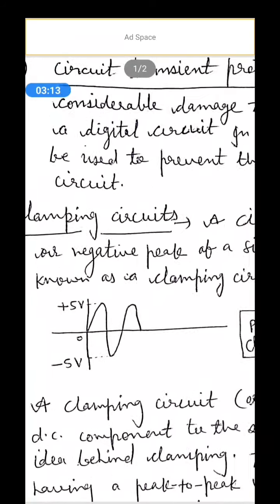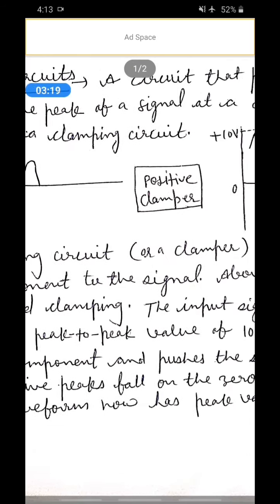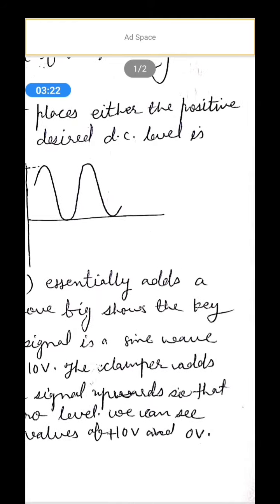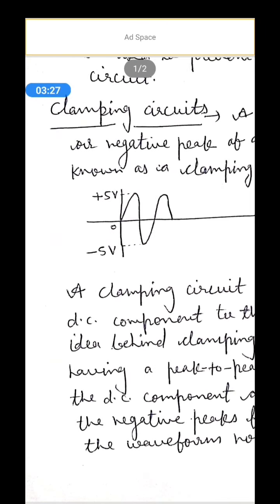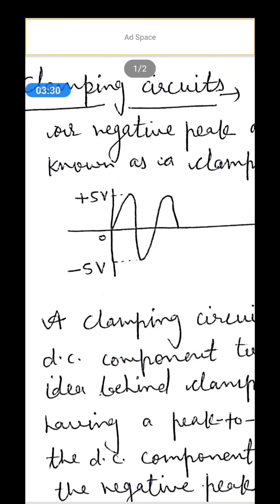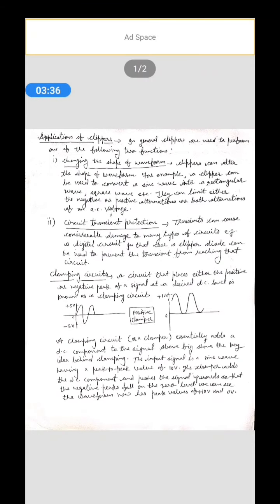This is the input waveform, which is a sine wave, and here the peak to peak value is 10 volt. And the clamper adds the DC component and pushes the signal upwards so that the negative peaks fall on the zero level. We can see the waveform now has peak values of 10 volt and 0 volt.